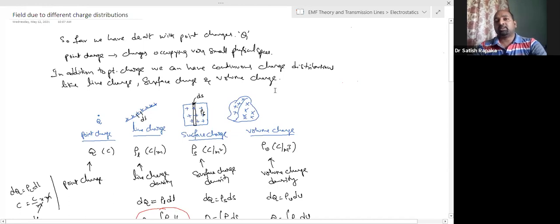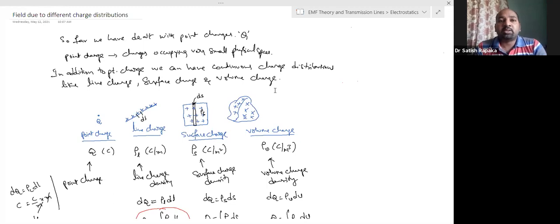In my last class, I discussed the field due to different charge distributions. In unit 3, Coulomb's law and electric field intensity, those two topics I discussed earlier, and they deal with point charges. All of those we have discussed with respect to point charges.